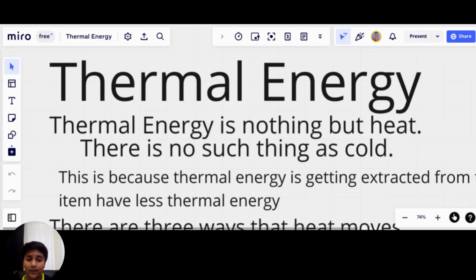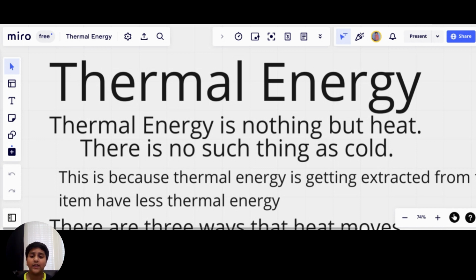What I mean by there is no such thing as cold is that there's less thermal energy in the object, and scientifically speaking, there's no such thing as cold. Sure, when we're speaking generally, in regular conversations, we'll say, oh my god, it's cold out. But if we're scientifically explaining something, then we're not going to use this term. We're going to use thermal energy.